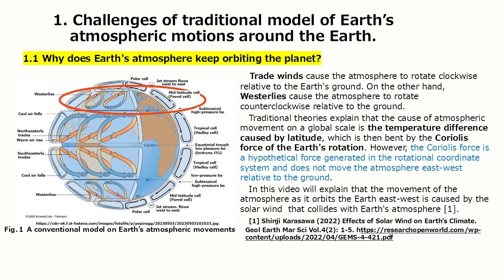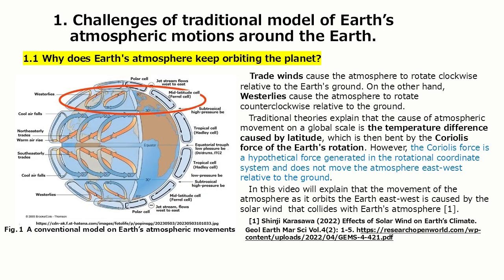Challenges of the traditional model of Earth's atmospheric motions around the Earth. Why does Earth's atmosphere keep orbiting the planet? Trade winds cause the atmosphere to rotate clockwise relative to the Earth's ground. On the other hand, westerlies cause the atmosphere to rotate counterclockwise relative to the ground.